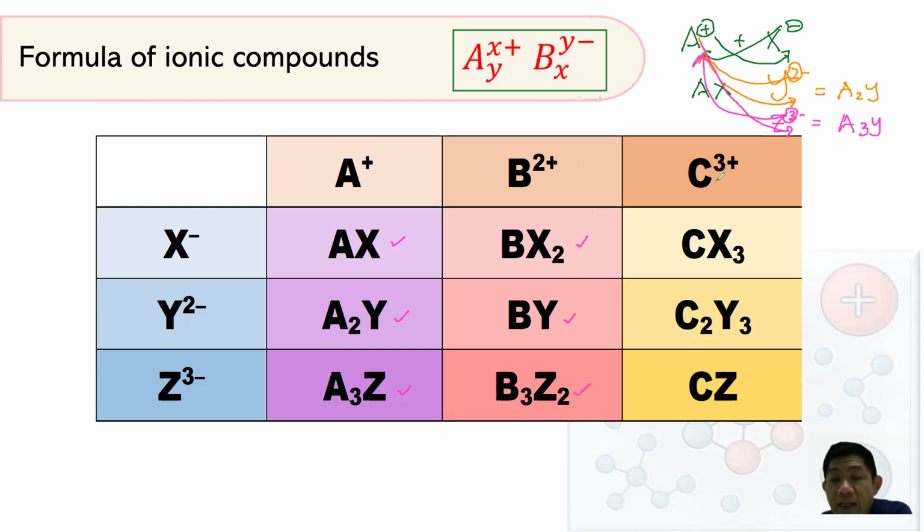Whereas for the cation with the formula C3+, if you react with X-, you form CX3. If you react with Y2-, you form C2Y3. And when you react with Z3-, you form CZ. So these are how the formulas of the ionic compounds can be generated based on the charges of the respective cations and anions.